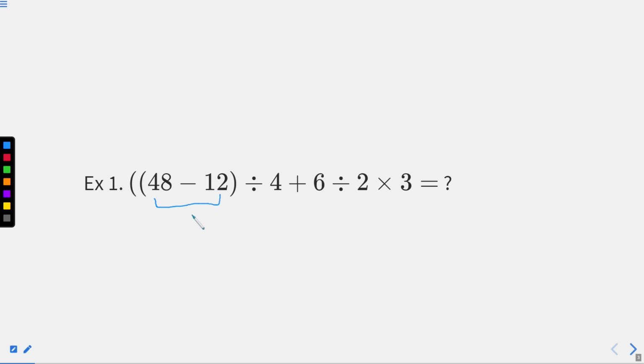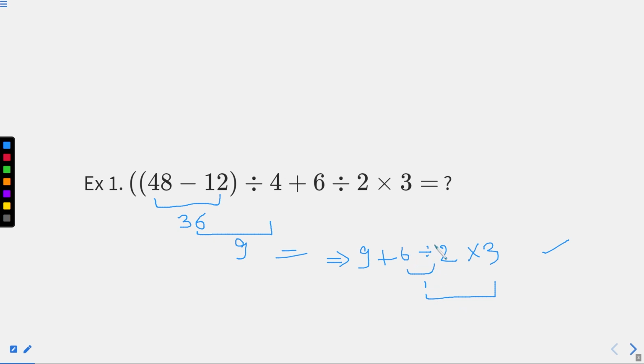So 48 minus 12 comes out to be 36, right? Now divide 36 by 4. We'll eventually get 9. So the equation that we are going to get is 9 plus 6 divided by 2 multiplied by 3. Now you have to find the answer of this particular expression. I have just simplified the given equation to this equation, right? Now again, as per BODMAS, first we will divide, and then we will multiply the answer that we get, right?